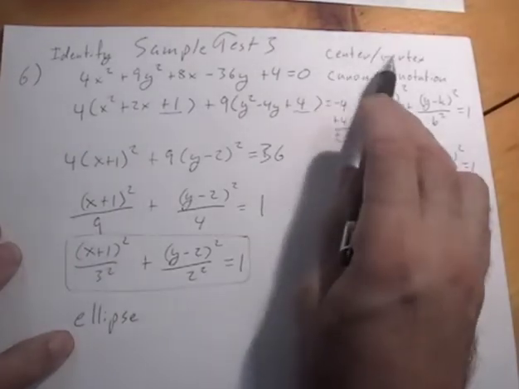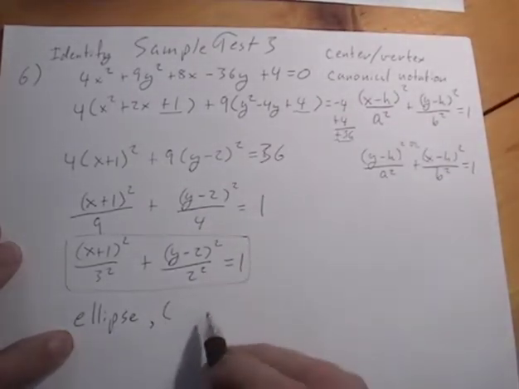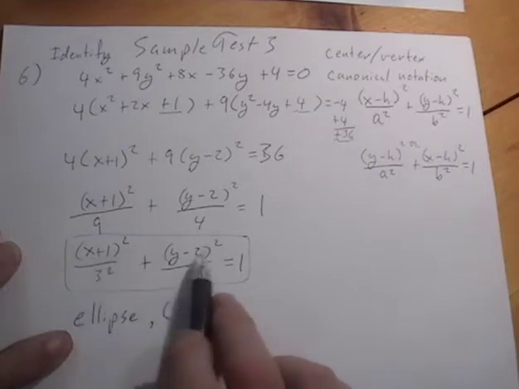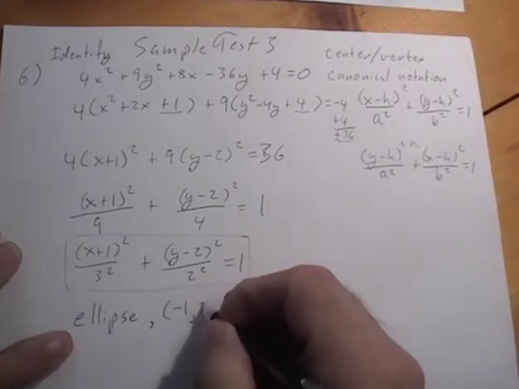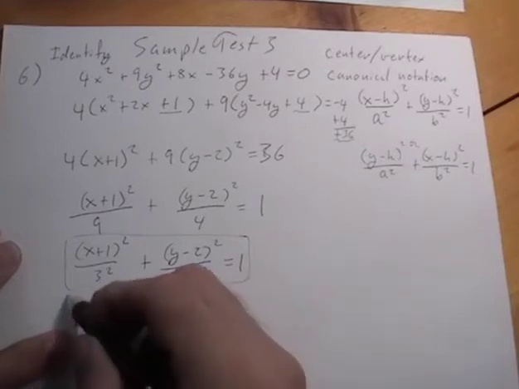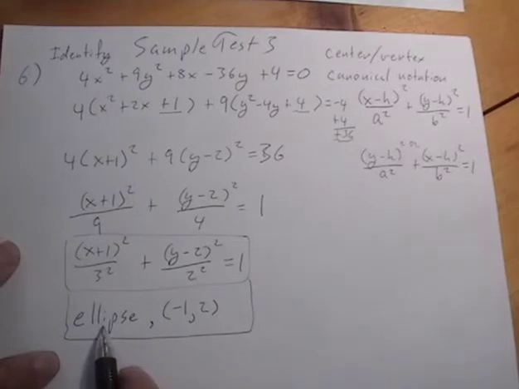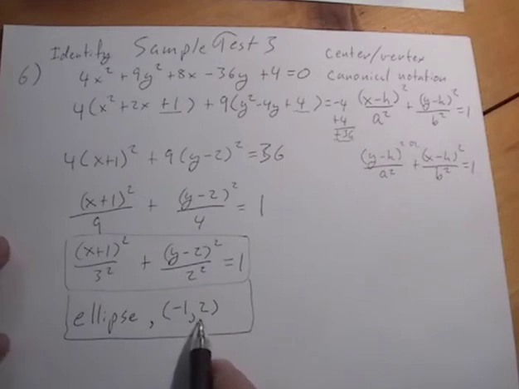Finally, the center or vertex. The center is going to be the point which makes each of these numerators 0. So x has to be a negative 1, y has to be a 2. The center is at the point negative 1, comma, 2. So this will be your answer. Identify the graph, put it into canonical notation, identify the center or vertex.